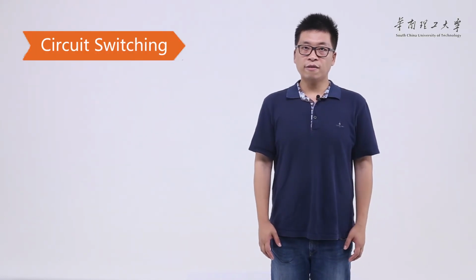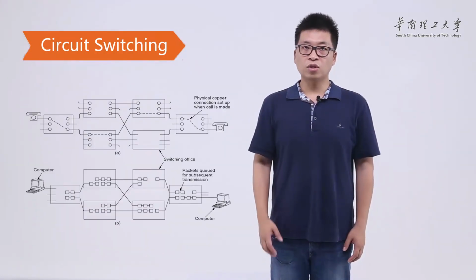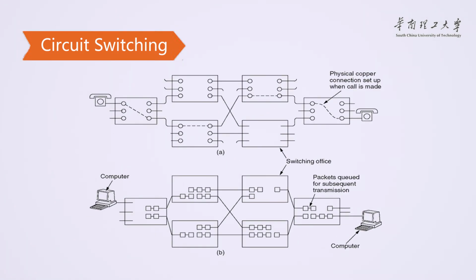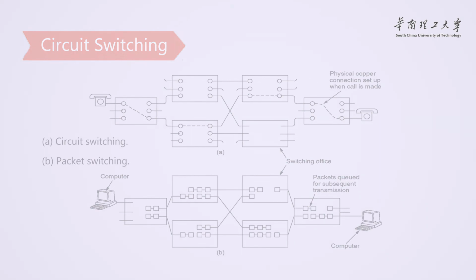Now, let's have a further look at these switching approaches. In this telephone network example, a physical copper connection is set up when the call is made. For packet switching, we use an example of computer communication. The packets sent out are routed independently, which means no path needs to be set up in advance, and each packet might go through different paths.